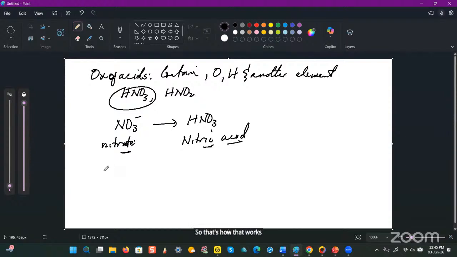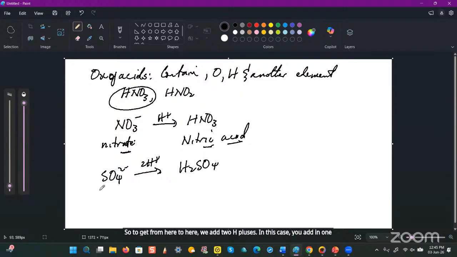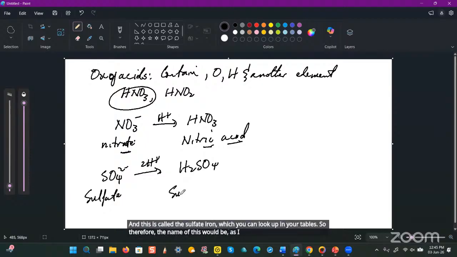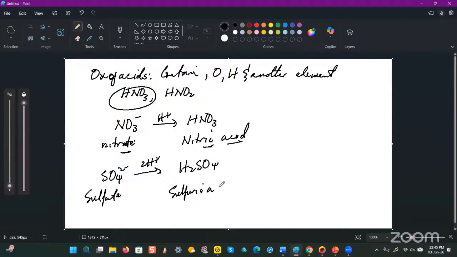Let me give you another example. Sulfuric acid, which is H2SO4, right? That will be formed from SO4 2 minus. So to get from here to here, we add two H pluses. In the previous case, you added one H plus. And this is called the sulfate ion, which you can look up in your tables. So therefore, the name of this would be, as I said before, sulfuric acid. Again, the name of the acid ends with ic acid if the name of the anion ends with ate.